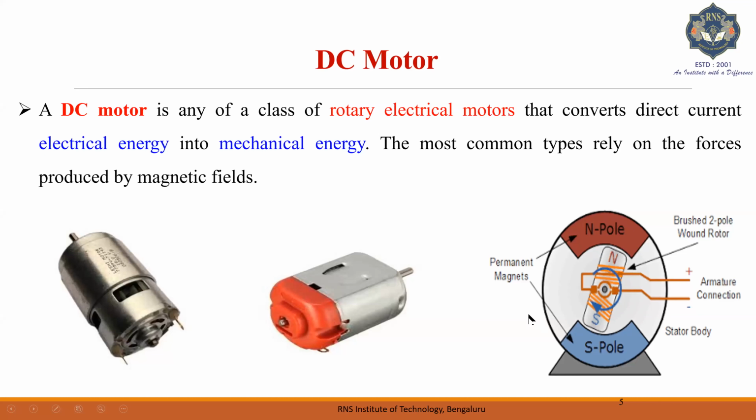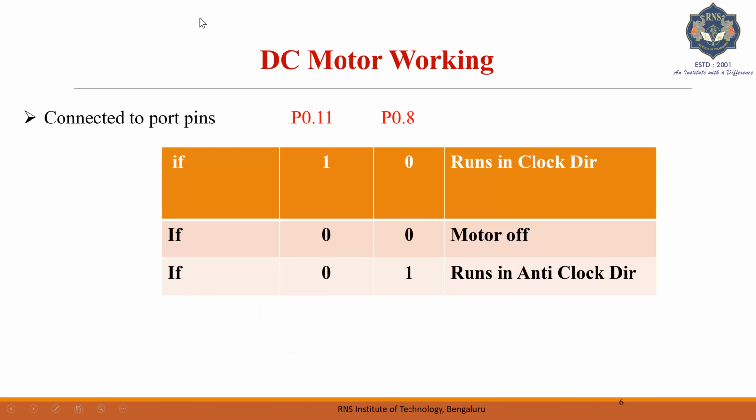So in the DC motor, you can run in the clockwise and in the anti-clockwise direction. This is the basic principle of a DC motor, where it contains the rotor and then magnets, north pole and south pole, and when you pass the current to the windings, the motor runs. So unlike the stepper motor, it does not require 4 pins, but it requires only 2 pins.